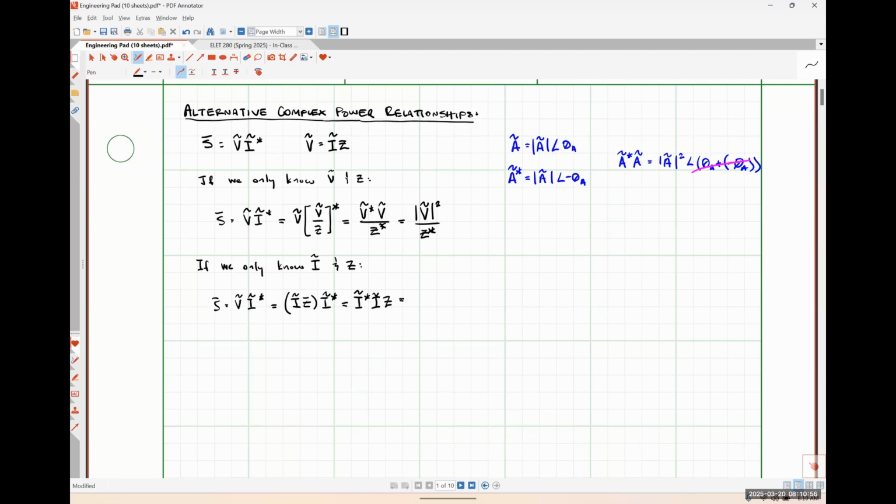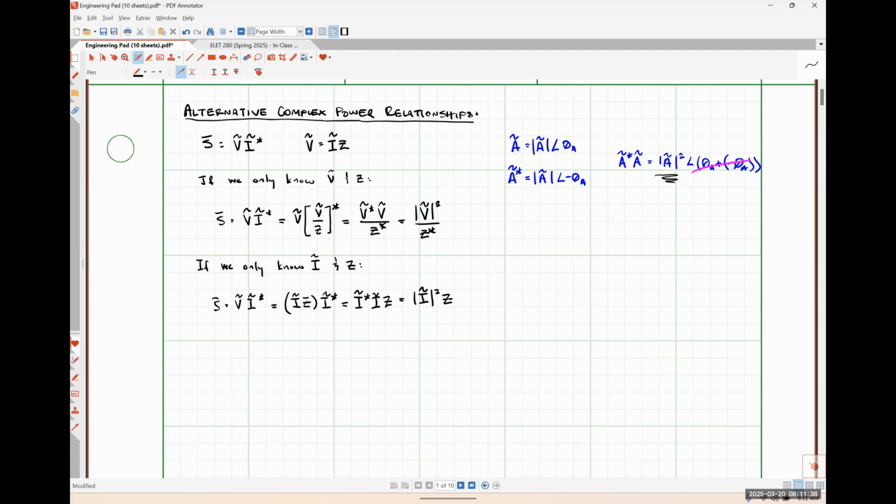Well, what's I conjugate times I? So it's the magnitude of the current squared, right? We did that right up here. The only thing that remains is the magnitude of the current, or the magnitude of the complex number, squared. So we're just going to have simply the magnitude of our current squared times the impedance itself. No conjugate on this one.